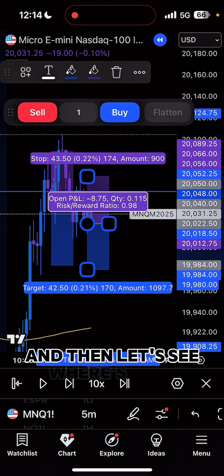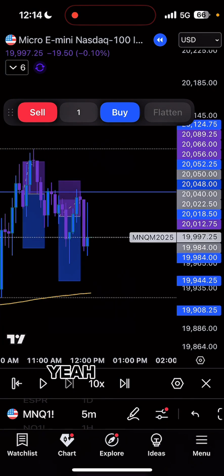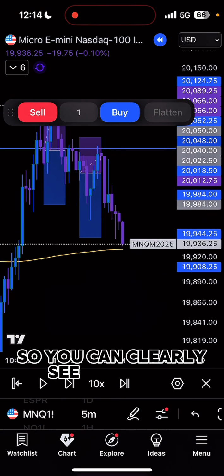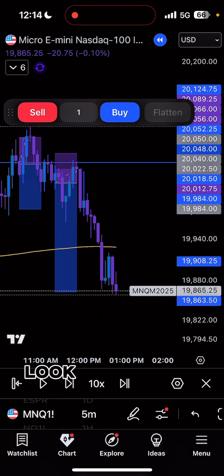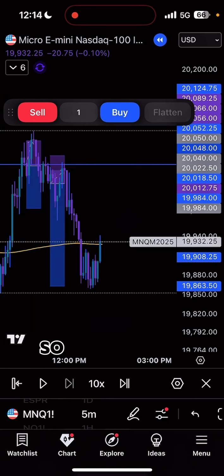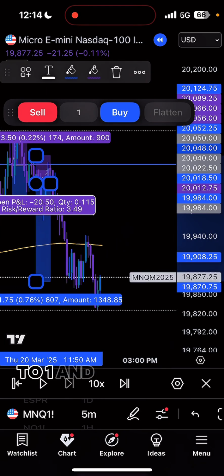And then let's see, where's the 1-to-1? I think this went down a lot from here. Yeah. So you can clearly see this went down from here. And then look how much of a move that was. Look at this move. Boom. Yeah. So this is already looking at a 3-to-1, 3.6-to-1 and continuing.